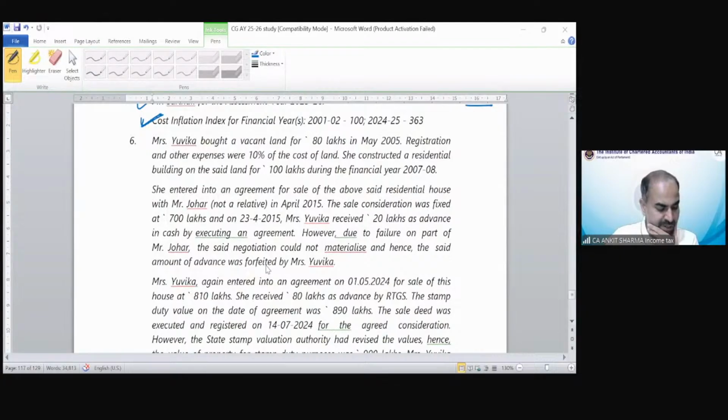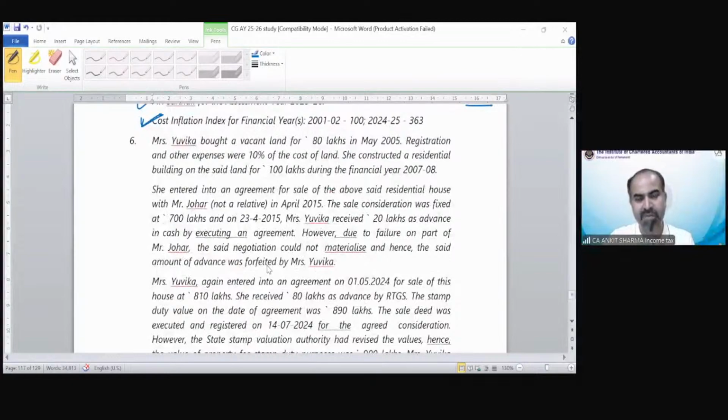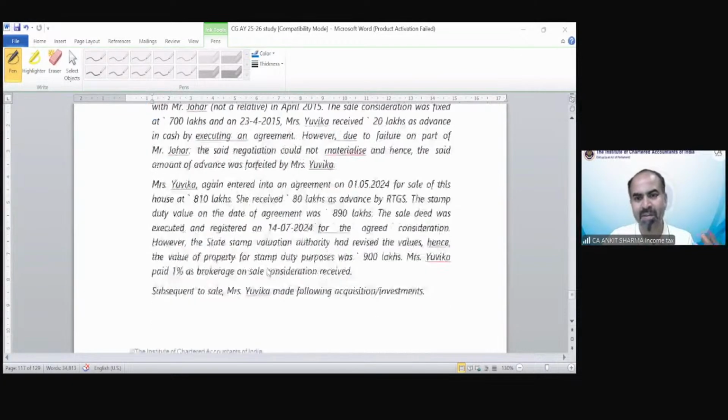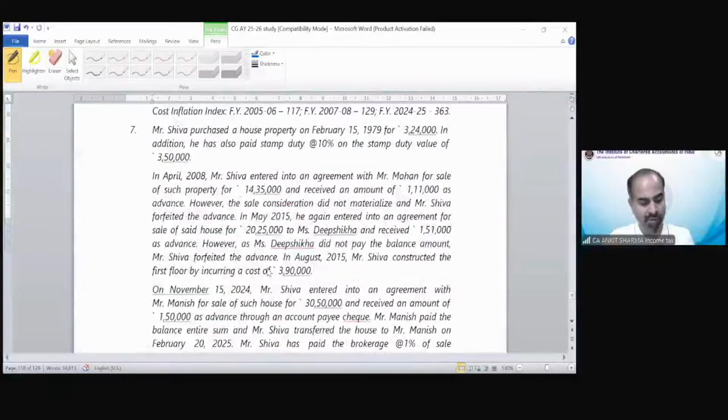In question number 6, before solving it, let me solve question number 7, because this is again like question number 5. The same concept is here. But question number 7 is meant to make you understand what and how we need to calculate the capital gain without indexation.